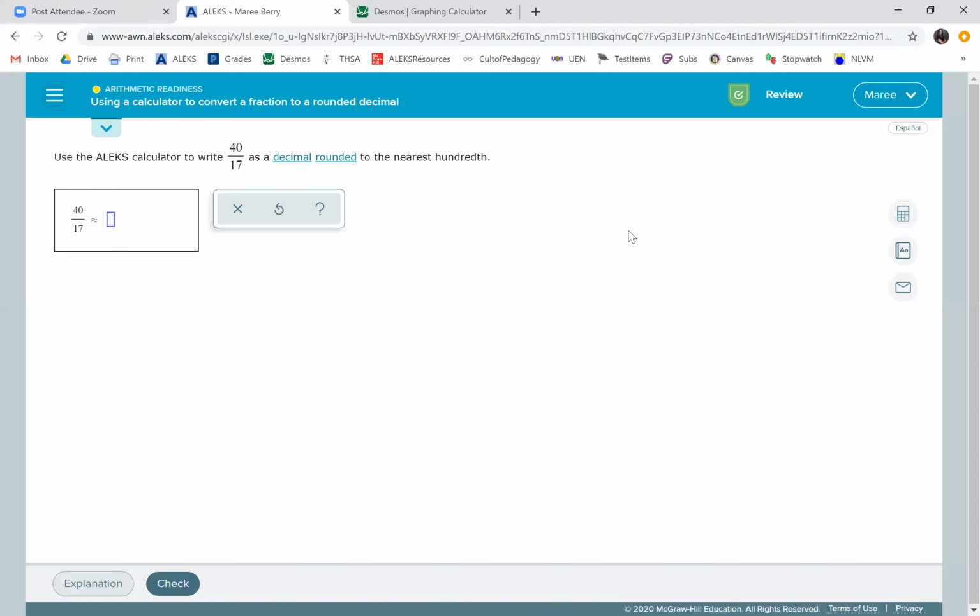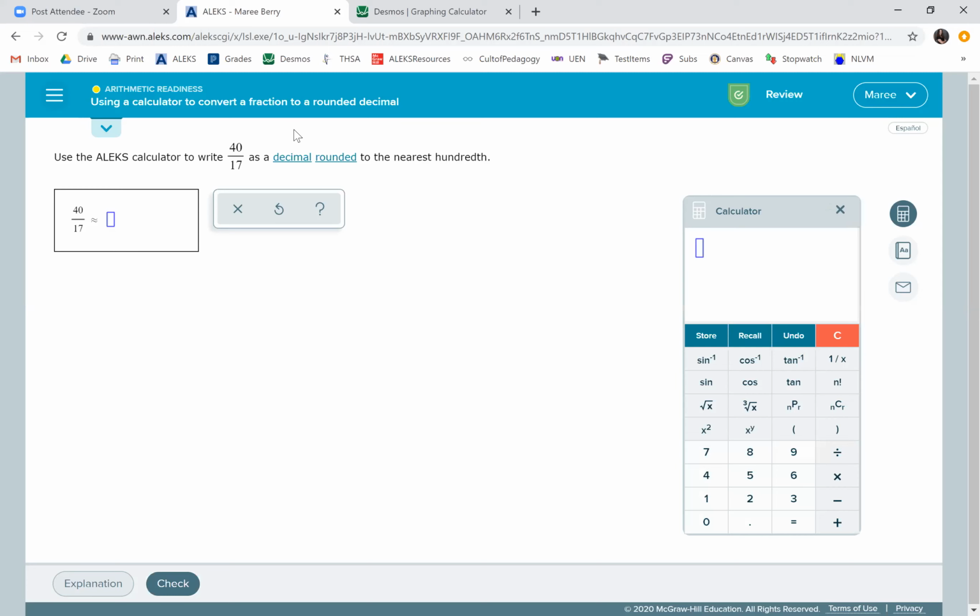Okay, in this one, they are going to let us use a calculator, and then they want us to write it as a decimal and round it to the nearest hundredth. So if I get out my calculator, you do top to bottom, you do 40 divided by 17. When you push equals, it's going to give you this fraction, and I want to round to the nearest hundredth. So one thing to remember is 100 has 2 zeros.